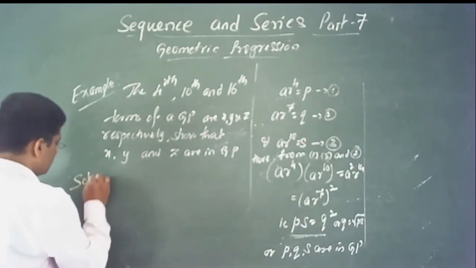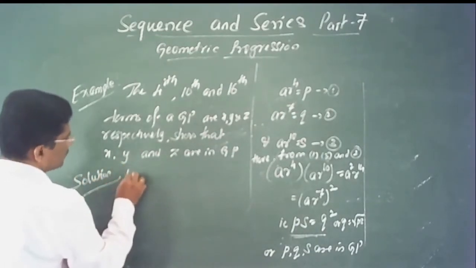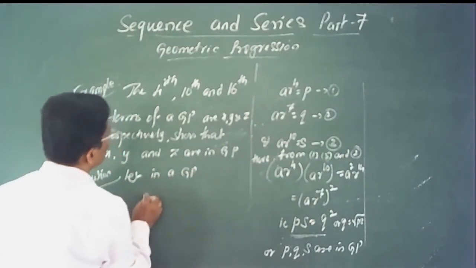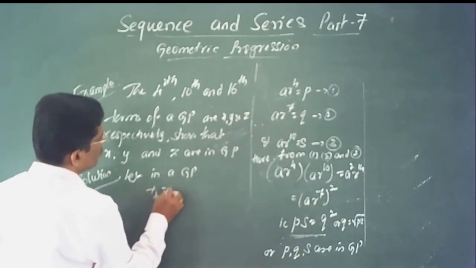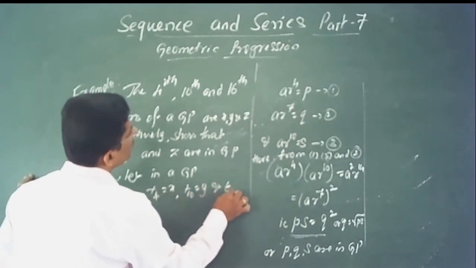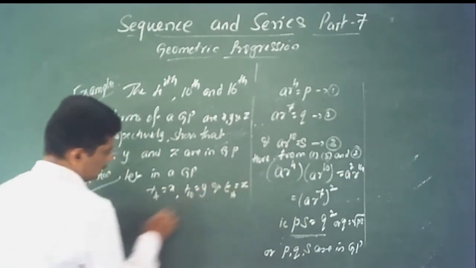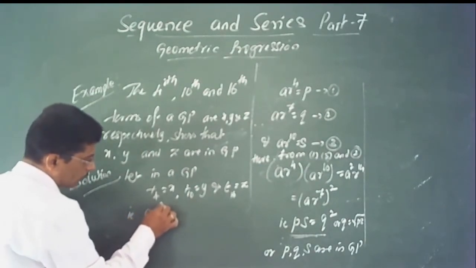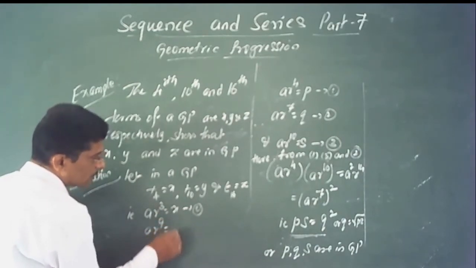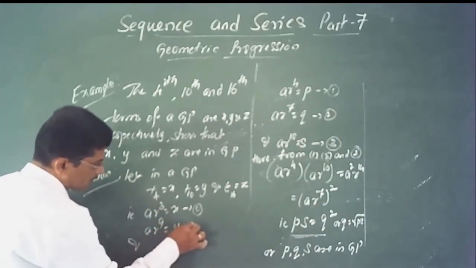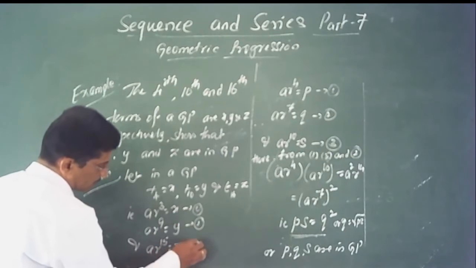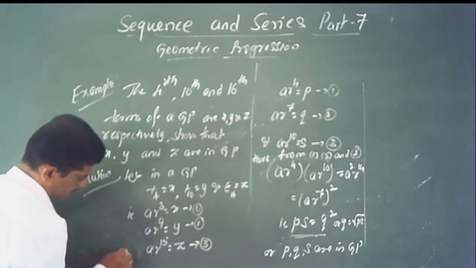The method is same. The solution: first take the given things. We are given that in a GP, T4 is equal to x, T10 is equal to y and T16 is equal to z. That is, what is T4? A into r cube is equal to x, the first equation. T10, A into r raised to 9 is equal to y, and this one is the second result. And 16th means A into r raised to 15 is equal to z. This one is the third result.